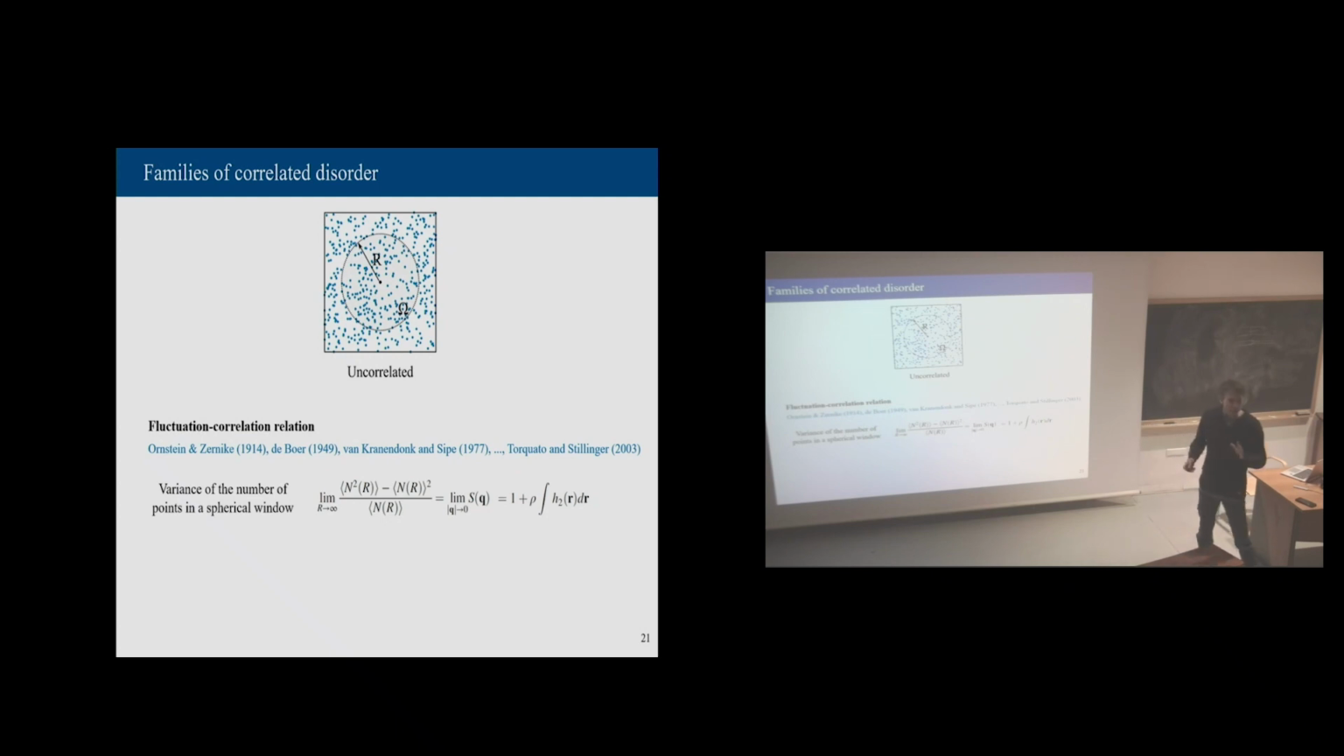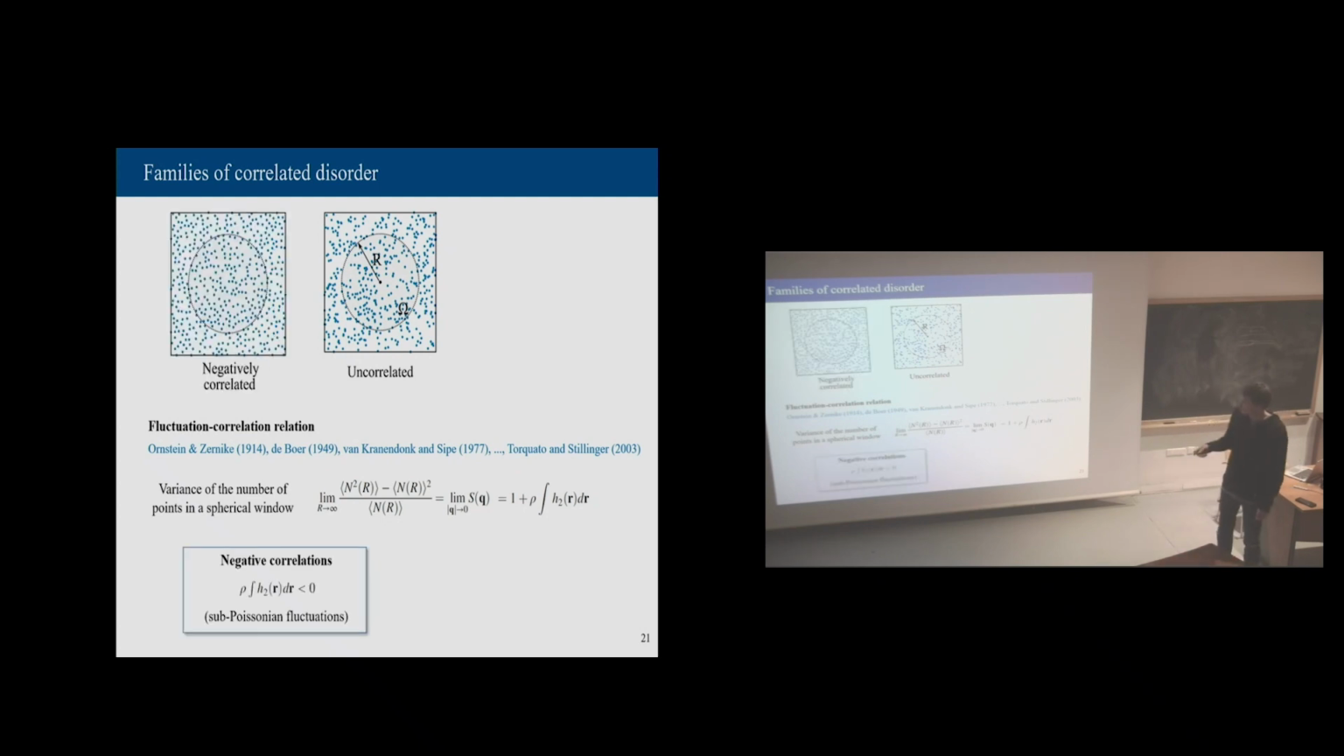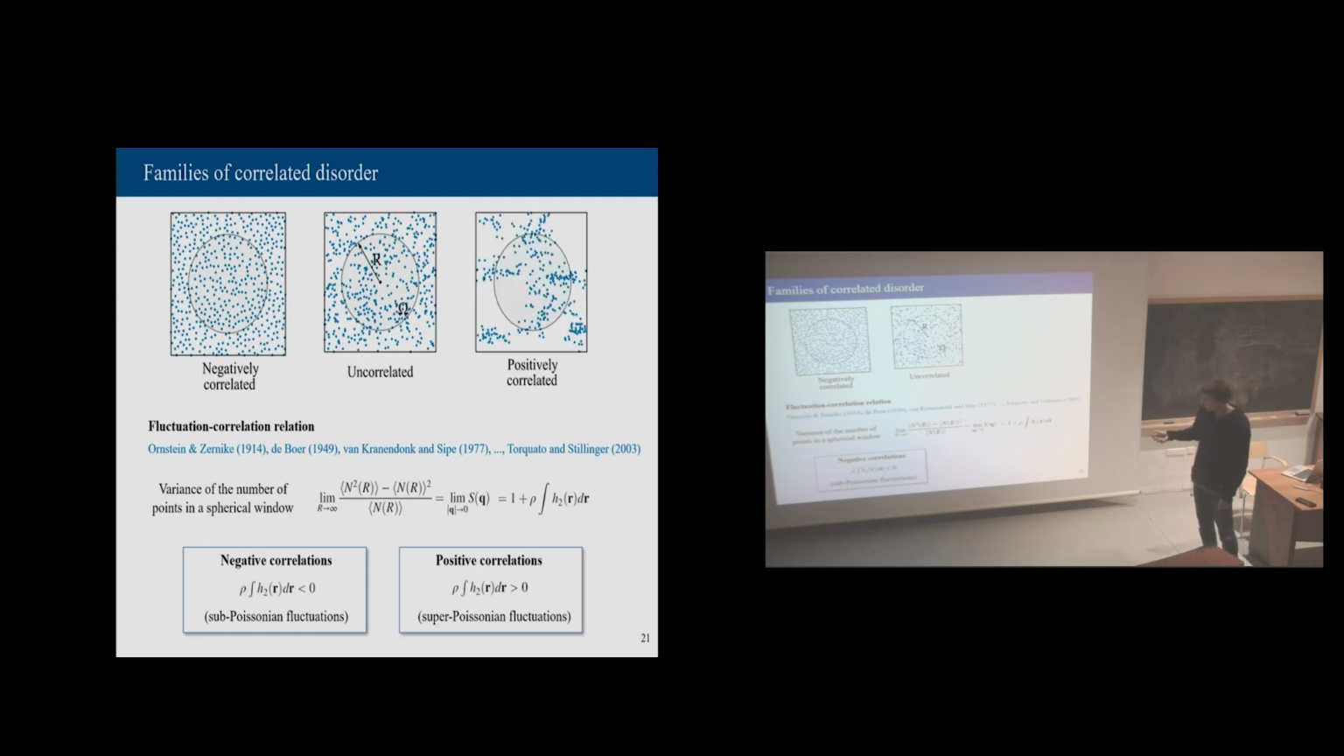And from this relation, it's interesting because you can define two classes of correlated disordered media. One with negative correlation, when this quantity is negative, that corresponds to sub-Poissonian fluctuations. And that, in practice, means that the particles try to repel themselves. These are some kind of short-range correlations. And you can also have positive correlations where this quantity is positive, which means that the structure factor close to 0 will be larger than 1. That corresponds to super-Poissonian fluctuations, and that leads to structures that are more aggregated, forming sometimes some fractal patterns.